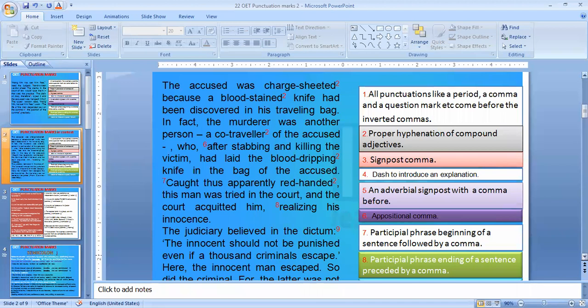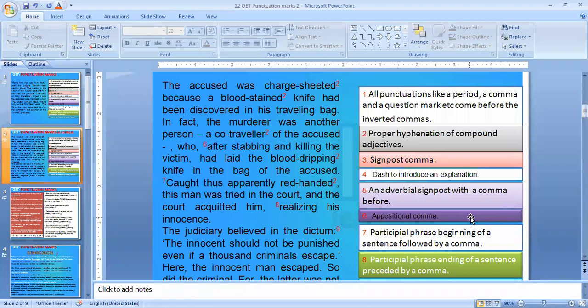Remember, you should hyphenate words like follow-up: come for the follow-up next week, come for the follow-up after a month. That follow-up is hyphenated. F-O-L-L-O-W hyphen U-P is something which people don't bother to use. So that is an important punctuation mark, hyphenation. Okay, now after that too, what do you see? Who, comma, number 6 after stabbing. So what is that? Number 6. Appositional comma. You see this number 6 here.